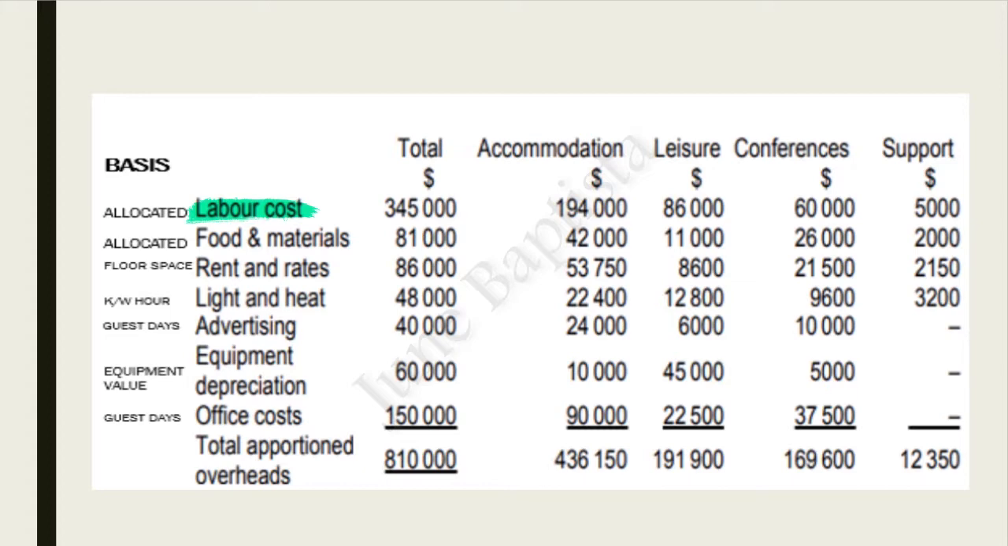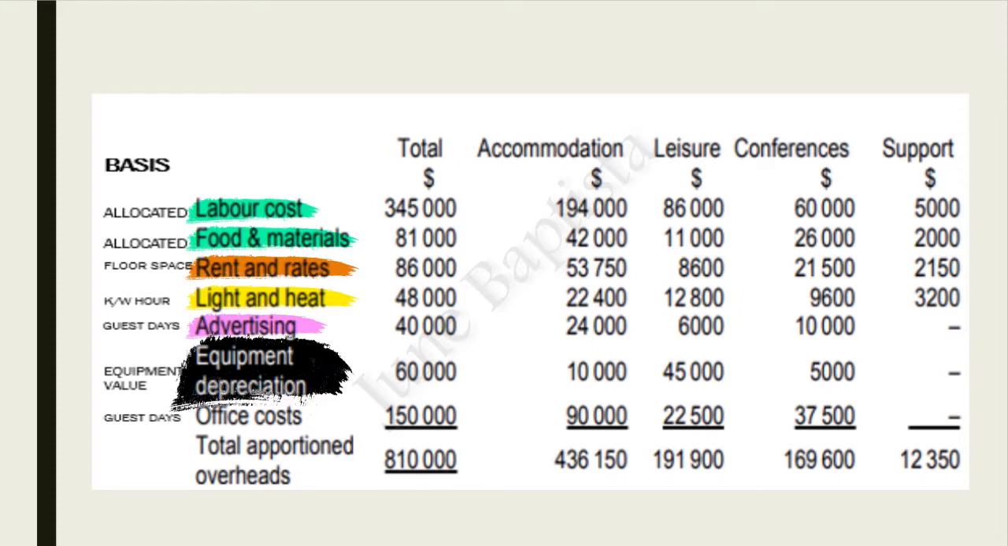Labor costs and the cost of food and materials are allocated. Rent and rates should have been apportioned on the basis of floor space, light and heat on the basis of kilowatt hour, advertising on the basis of guest days, equipment depreciation on the basis of equipment value, and office costs on the basis of guest days.